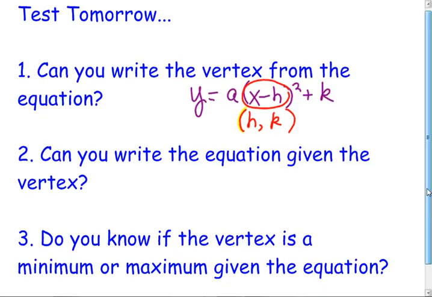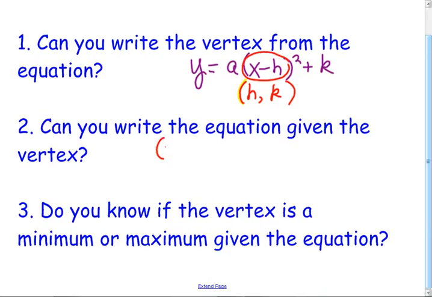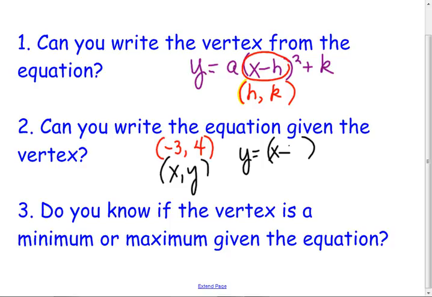Can you write the equation given the vertex? So if your vertex is negative 3, 4, can you write the equation? What would it look like? Now, all we know how to do is with a coefficient of 1. So y equals, what's this going to be? It's x minus, what goes in for x? Negative 3. So it's (x minus negative 3) squared plus what? 4. These are the things you have to know how to do.